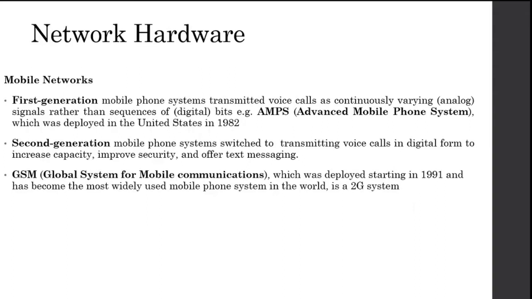We have the network hardware, where we have mobile networks, the first generation. You couldn't do anything else except transmit voice calls. And the second generation, you can improve security and text messages. And GSM, which was deployed in 1991 and has become the most widely used mobile phone system, was a 2G system. Now we have 3G and 5G, the fifth generation, which have included internet and a faster connection between two users.